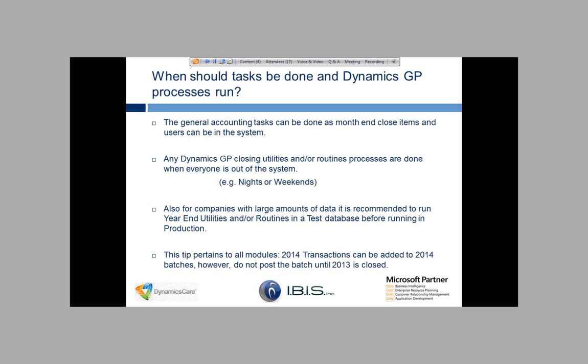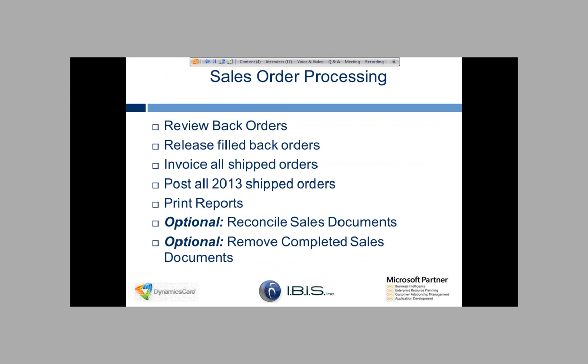Now let's dive right into our first module we want to close. If you have Sales Order Processing, this is the order you would want to go through, and in a lot of this, the first five steps are also month-end steps. You want to go through and review your back orders, release and fill your back orders, invoice all shipped orders, post all the 2013 shipped orders, and print your reports.